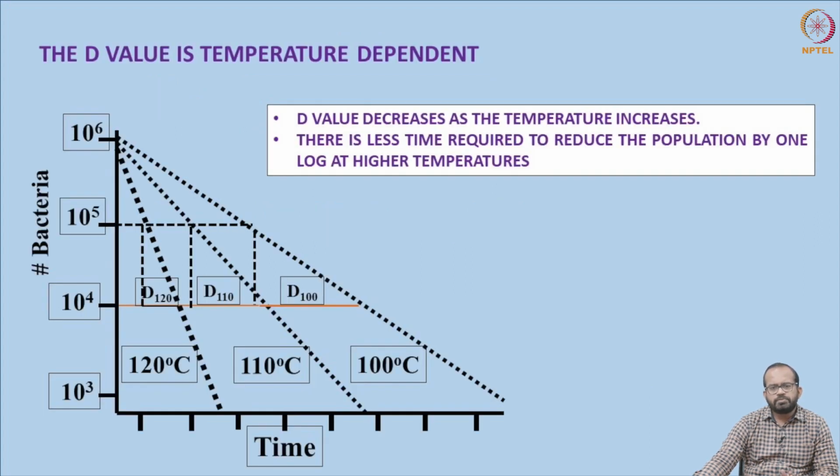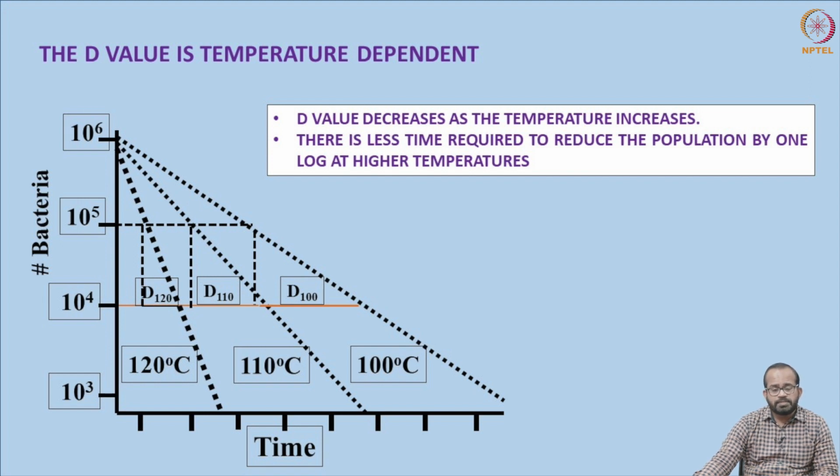The D value is also considered temperature dependent. We always state that the thermal death time curve is drawn at a constant temperature. D value decreases as the temperature increases, so there is a reciprocal relationship between D value and temperature. The higher the temperature, the lower the D value, and the lower the temperature, the higher the D value. So there is less time required to reduce the population by 1 log at higher temperature. The time required to bring about a 1 log reduction is different from a lower temperature to a higher temperature.